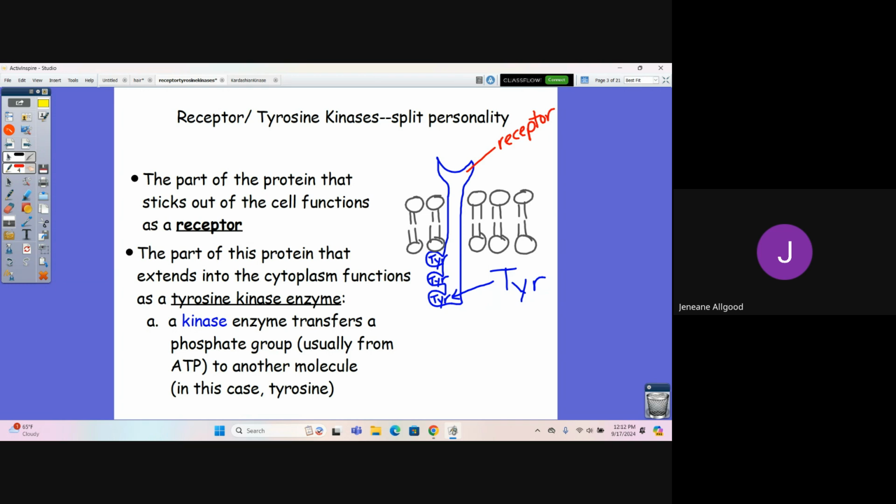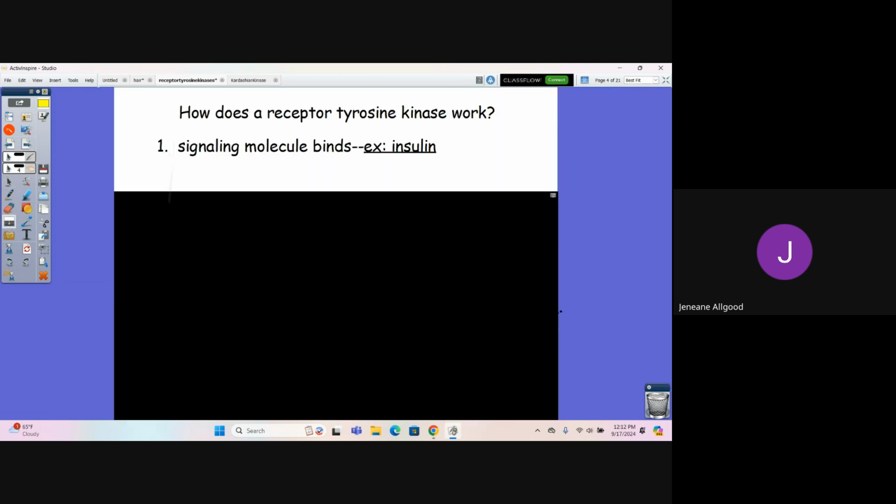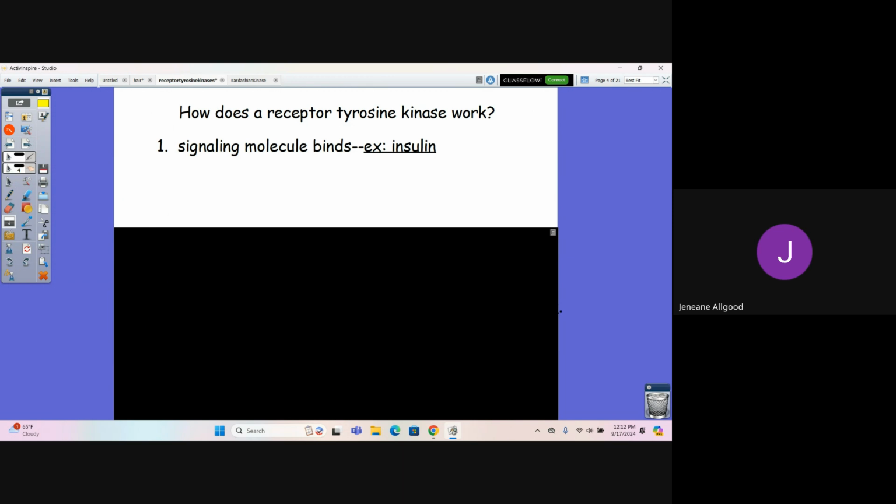Okay, so let's get into the pathway. That's really the only background information that you need. We'll be doing a little drawing. This pathway just isn't as long as the one from yesterday. So how does a receptor tyrosine kinase work? Well, first, a signaling molecule has to bind to the receptor end.